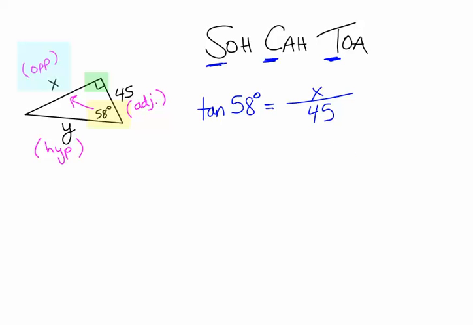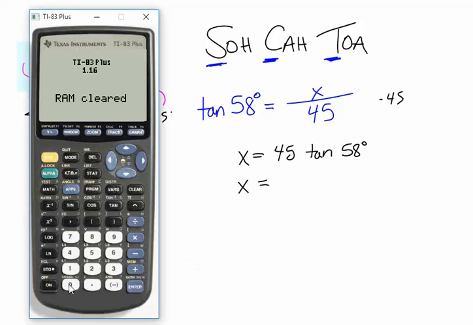Now we need to solve for x, so what we're really doing is multiplying both sides of that equation by 45 to get the x by itself. And when we do that, we get that x is equal to 45 times the tangent of 58 degrees. I need to see that step, and then you can go to your calculator to figure out what that's equal to. But please be careful with your calculator.